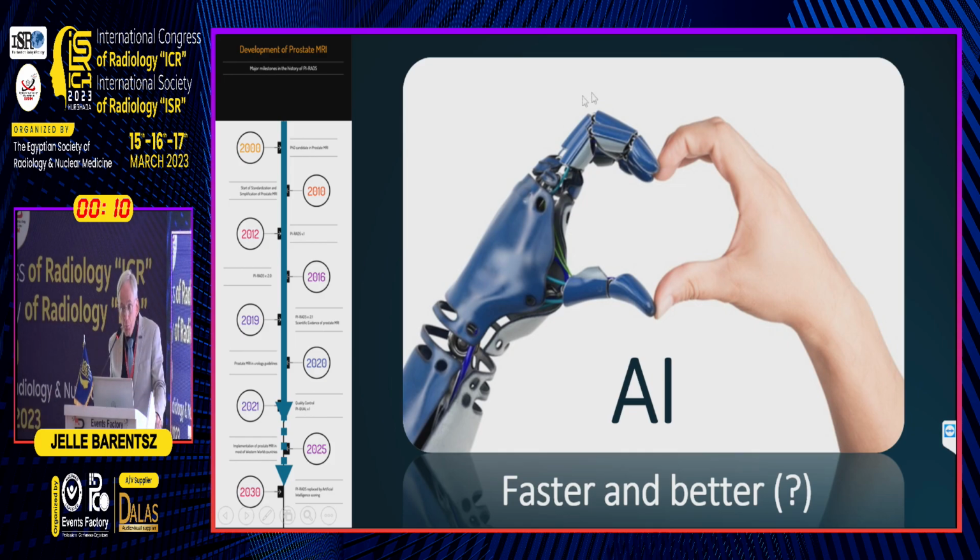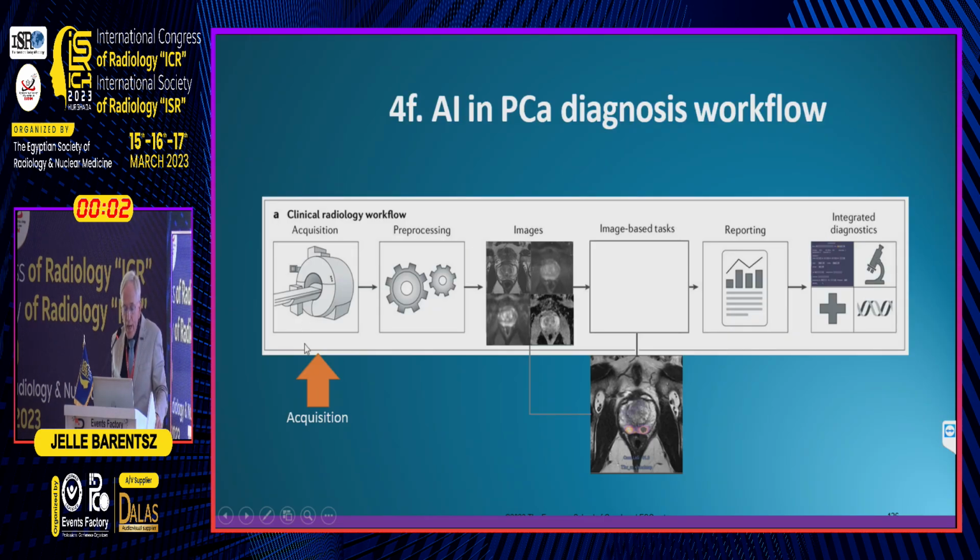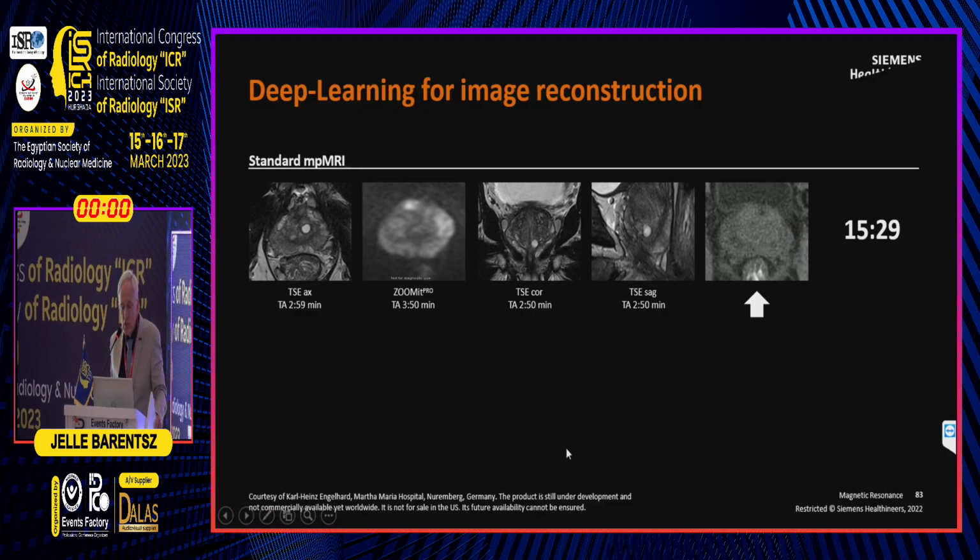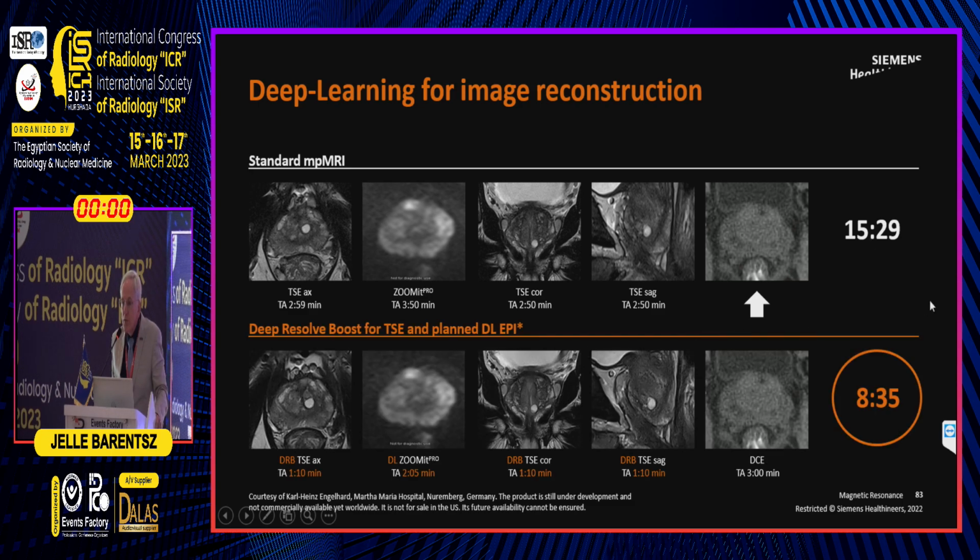Five, final part, artificial intelligence. It will make MRI faster and better. We can work on 2 areas, that's the acquisition and the reporting. Let's start with acquisition. With no artificial intelligence technique, the examination time of these sequences is about 15 minutes. Using artificial intelligence, it will go down to 8.5 minutes. So this is something in the future.